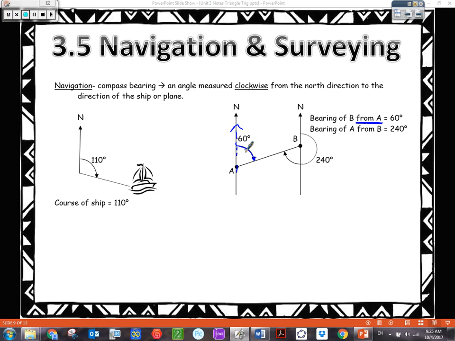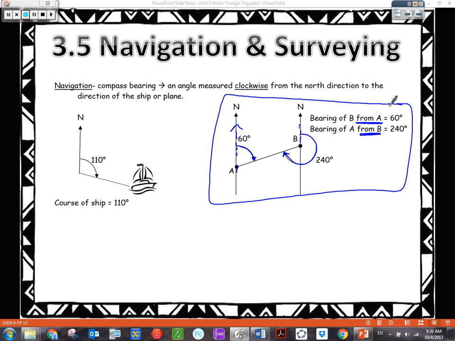Now, let's say we want to do a different one. Let's say we want to measure from B. So I go to B, I draw my north line, I go above B on the north line, and I rotate until I hit the path. And so in this case, the bearing of A from B is 240 degrees. I wrote this diagram here for your reference, hoping that it would be some help to you as you're trying to figure out bearings.